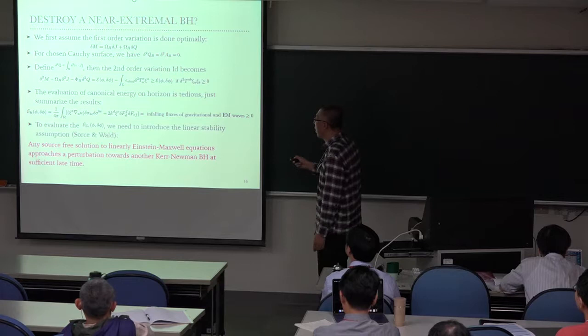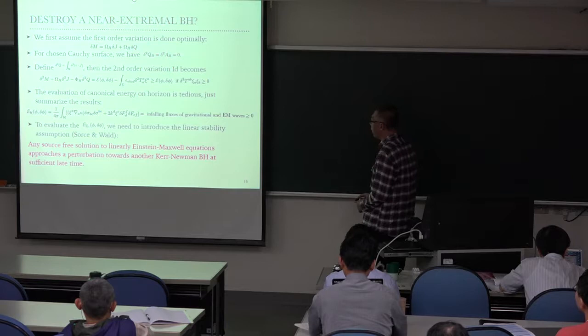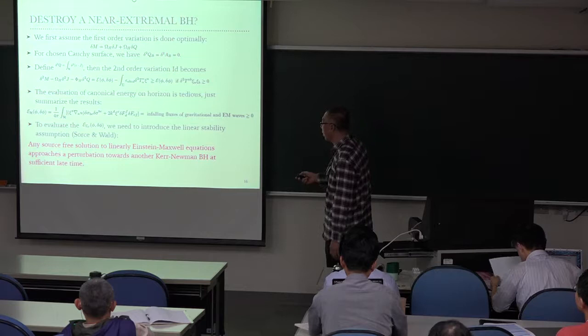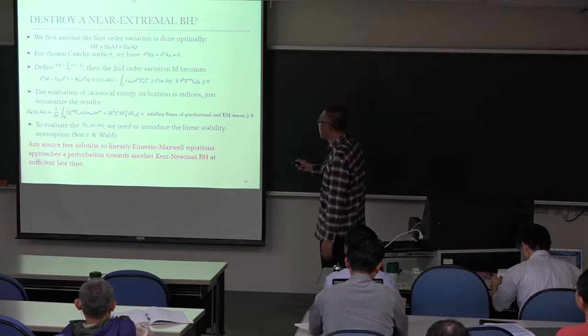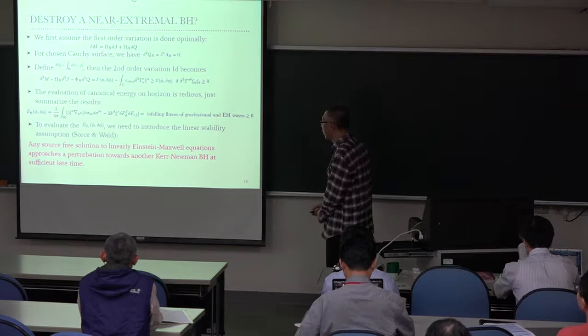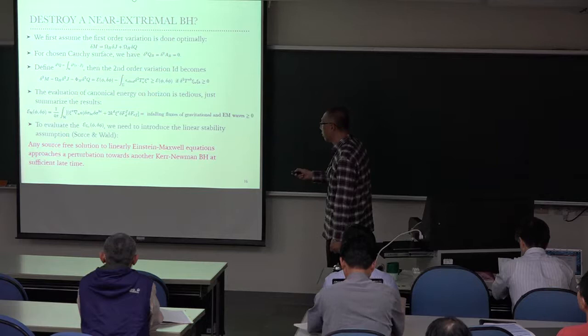By choosing this kind of Cauchy surface, as I said before, we can turn off the charge and the entropy variation on the horizon. However, we have a second order flux variation at the horizon coming from the delta squared C term. In this case, it turns out the second order equality would be, in some sense, that the left-hand side would be greater than the canonical energy, because we assume that this second order variation of the stress tensor also obeys the energy condition. So the only thing we need to check is to calculate this canonical energy.